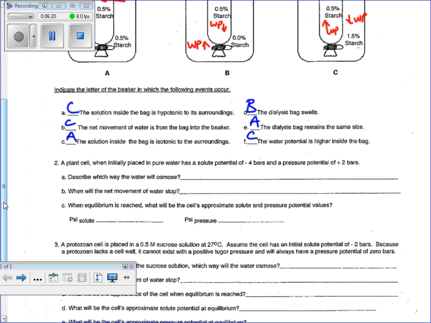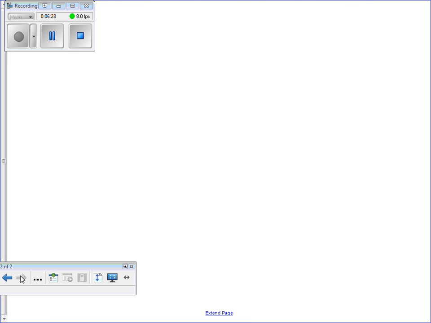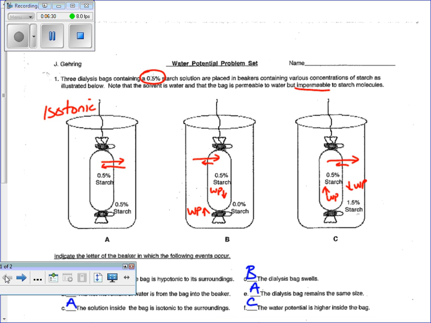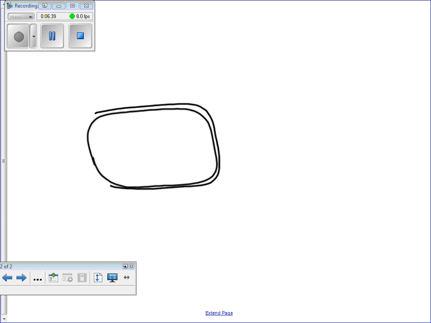And that's the difference between the ones we did Friday and the ones that I asked you to do over the weekend, is we had to consider the pressure potential. All right? So let me do a simple drawing here. So we've got a plant cell with this very thick cell wall.